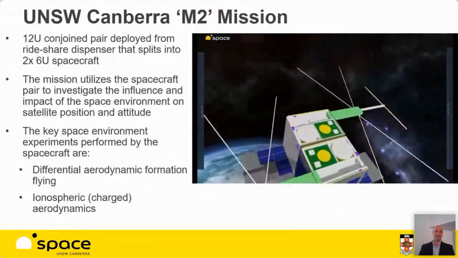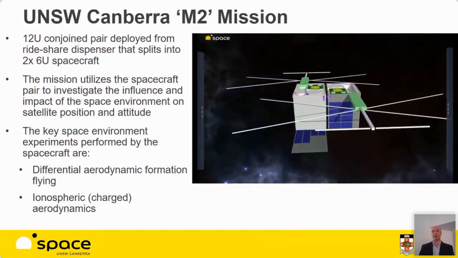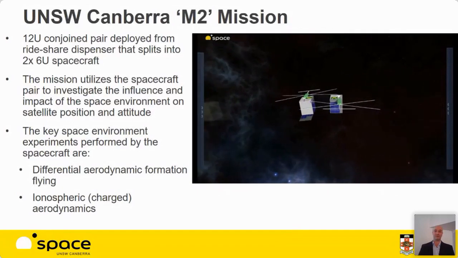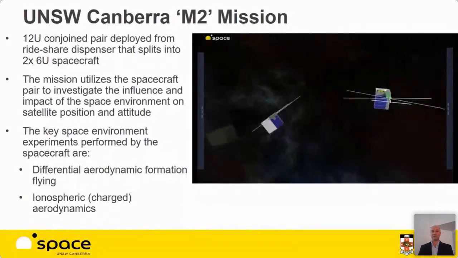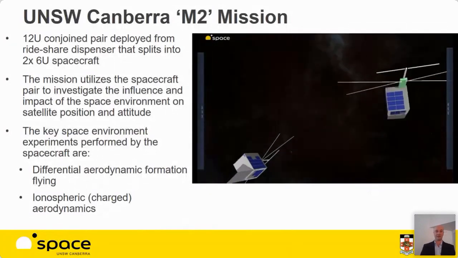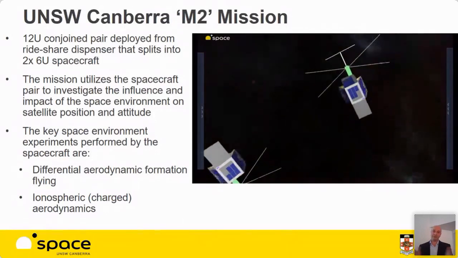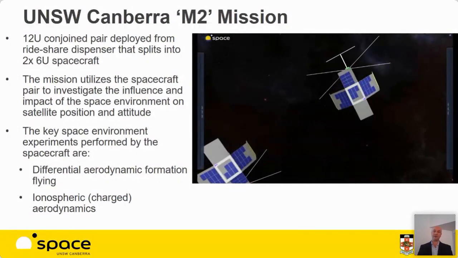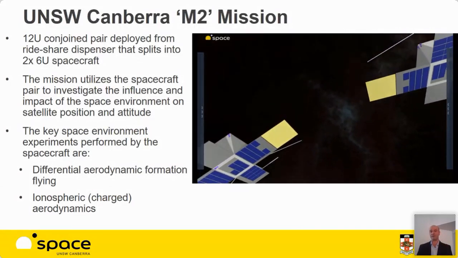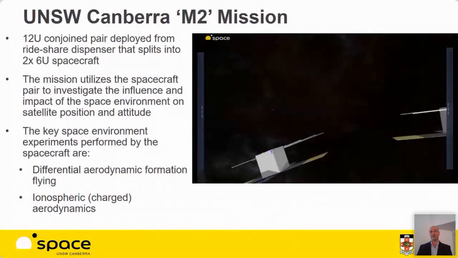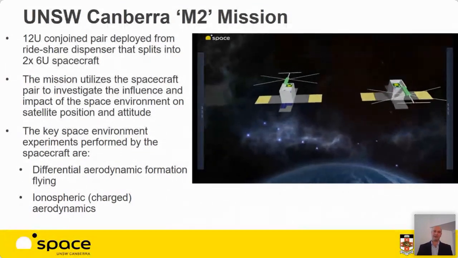We are going to separate this in a few weeks' time, and we're really drawing on a lot of George's space environment modeling research to support this, along with the astrodynamics and all of the space domain awareness sensors that we're going to bring to bear. So it separates with the spring, and that's what you see here, and then we open these quite large panels. Those yellow bits on the end, those are our charge panels to do the ionospheric aerodynamics experiment later in the mission. So that's towards the end of the mission.